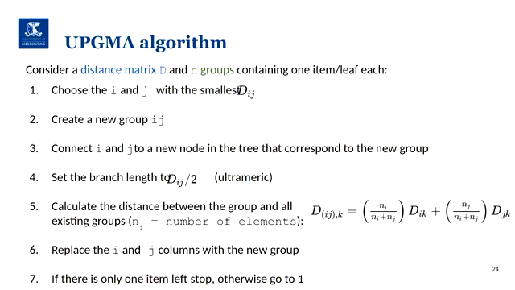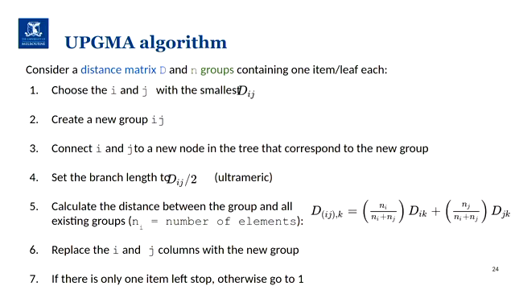And basically, the overall UPGMA algorithm is like this. I know it's a lot, so bear with me. We're going to start with the distance matrix D, all items in separate groups. We'll choose the smallest distance, D_ij, create a new group, connect them with an internal node, and then set the branch length as half of the distance between them. So let's say if the distance between them was 5, each of the branch lengths will be 2.5.